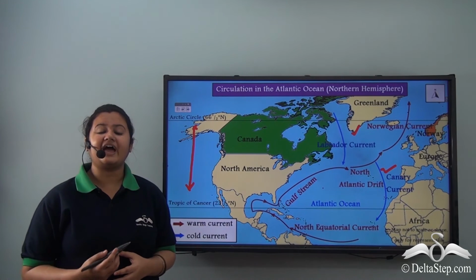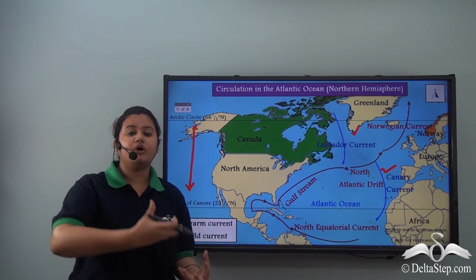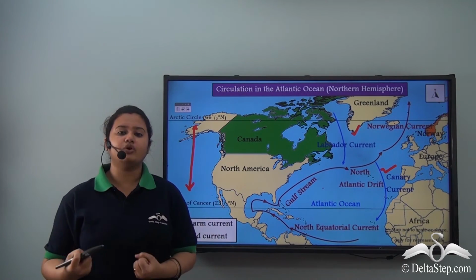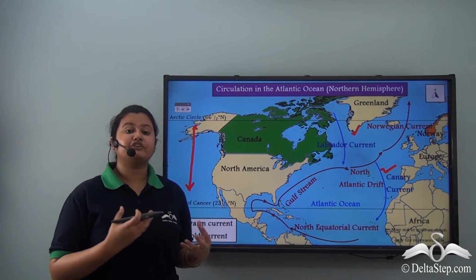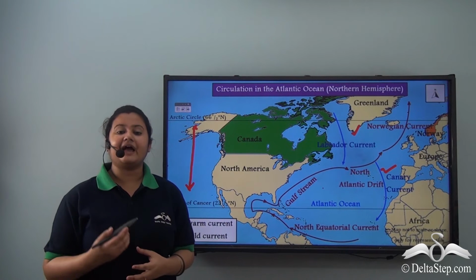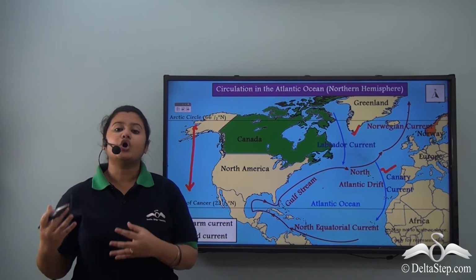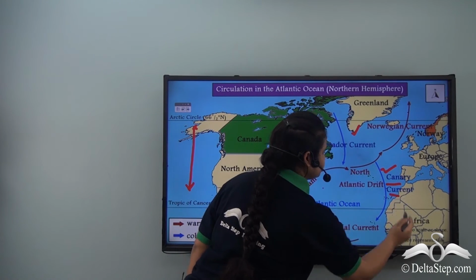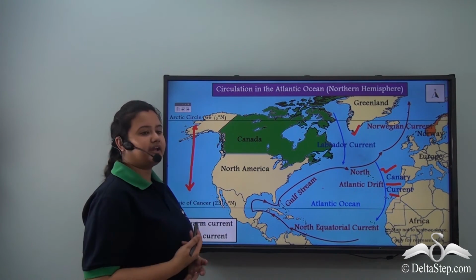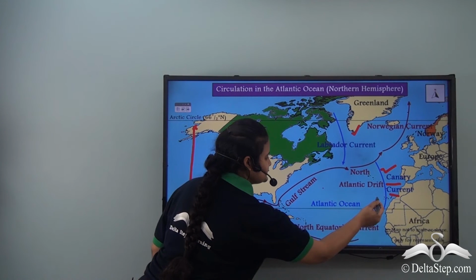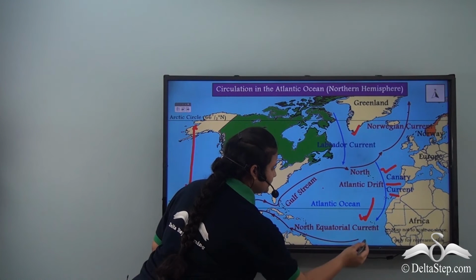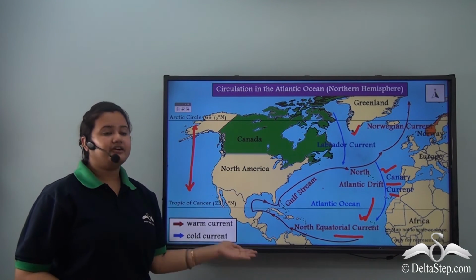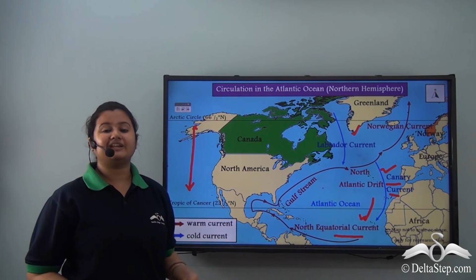So here we have an upwelling of cold water from deep oceans, and due to this upwelling of cold water, North Atlantic drift gives birth to a cold current, and the name of that current is the cold Canary Current. Now see, the cold Canary Current further flows southwards and connects with the North Equatorial Current. And the gyre in the North Atlantic Ocean gets completed.